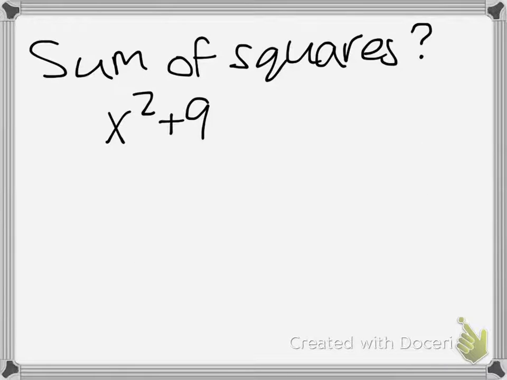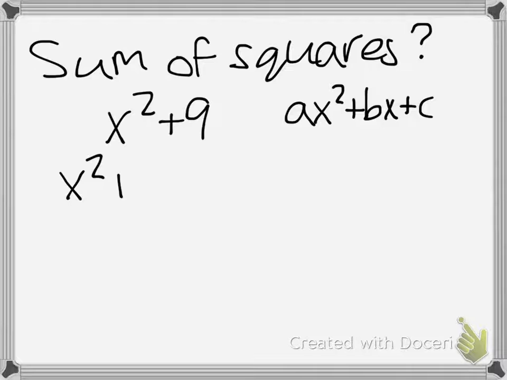We talked about the difference of squares. So a good question to ask at that moment is, do we have a rule for a sum of squares? Let's think about this sum of squares. I have x squared plus 9. All my factoring formulas, I want something of the form ax squared plus bx plus c. So I'm going to rewrite this as x squared plus 0x plus 9. Now I have a b.